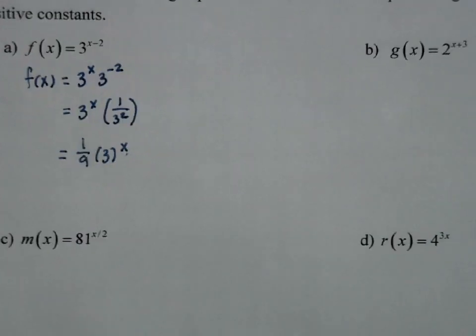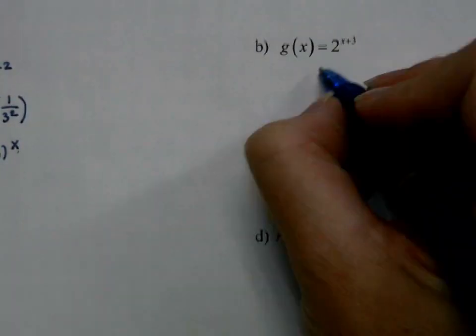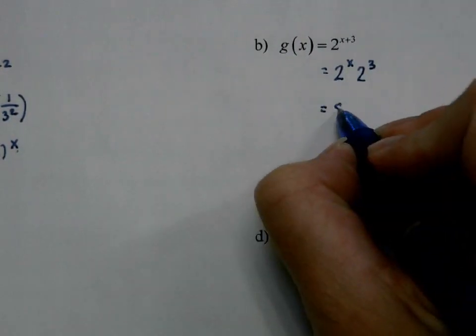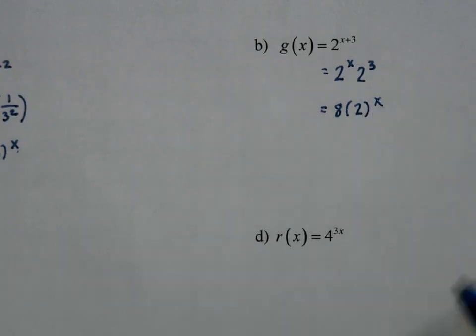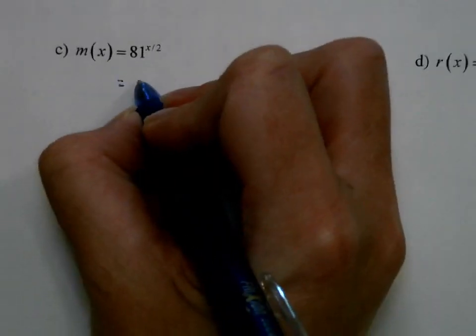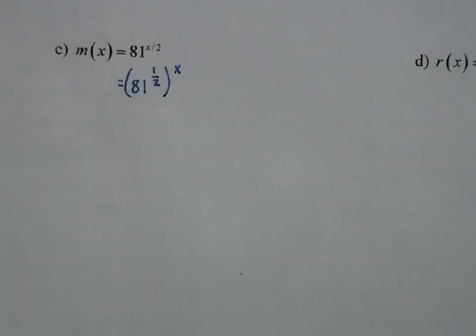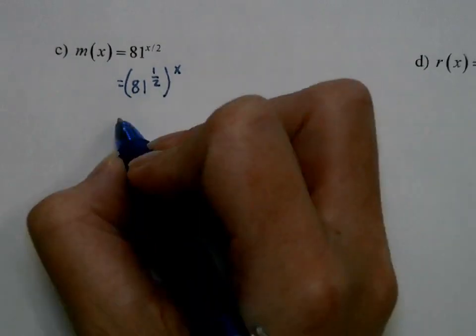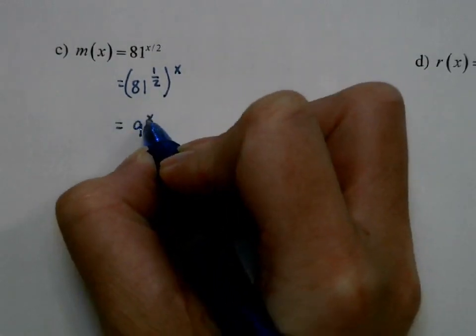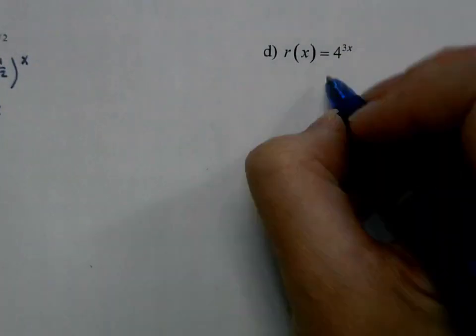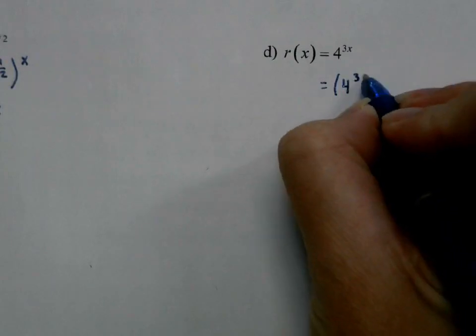Here I can rewrite this as 2 to the x times 2 cubed, which will be equivalent to 8 times 2 to the x. In my next two problems, I'm going to use the power to a power. So I'm going to rewrite this as 81 to the 1/2 to the x. And then 81 to the 1/2 is just the square root of 81, which is 9 to the x. Here, this is equivalent to 4 cubed to the x, and 4 cubed is 64.